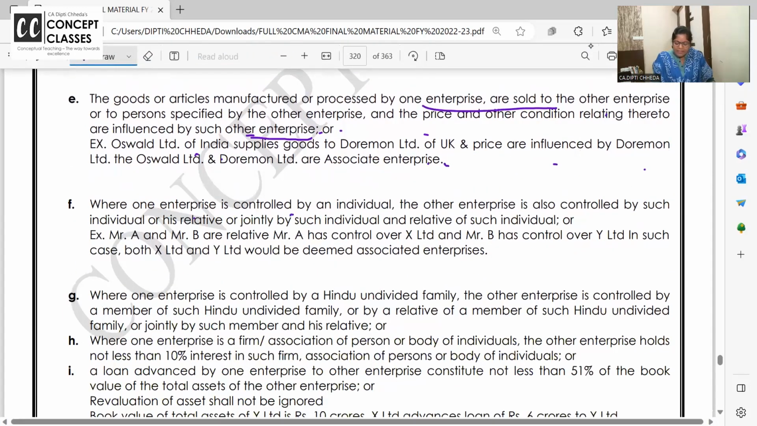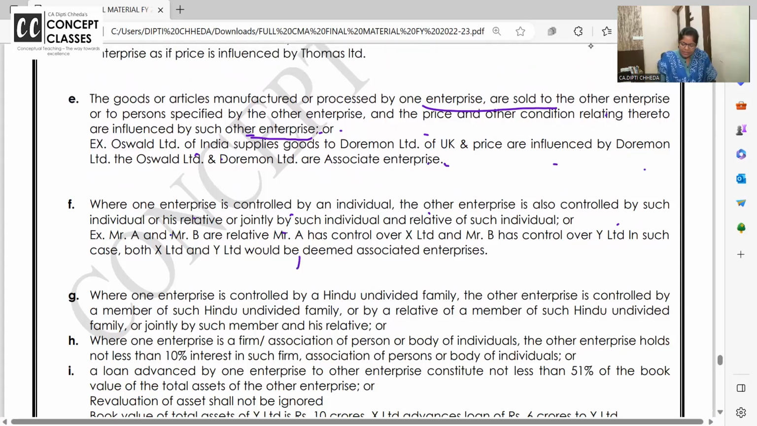When one enterprise is controlled by an individual and the other enterprise is controlled by that individual or his relative, they both are associates. Like A and B are relatives. A is managing X Limited, B is managing Y Limited, but A and B are relatives. Then will there be a relationship between their companies also?